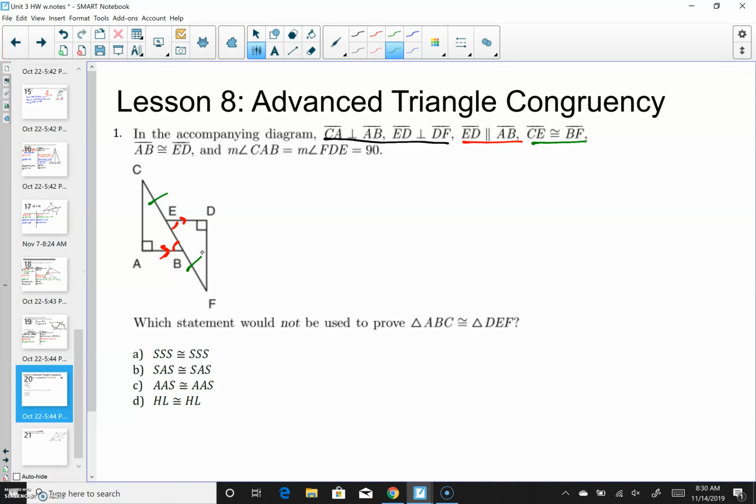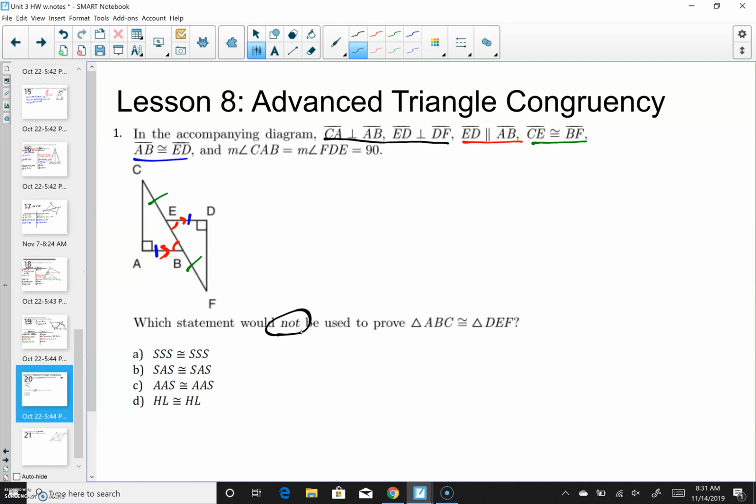So now we're not actually going to write this proof. We also have AB is congruent to ED. So now they give us a lot of information here. What the question is asking is which one cannot be used. So what we want to do is just go through them and see which of our methods doesn't work.